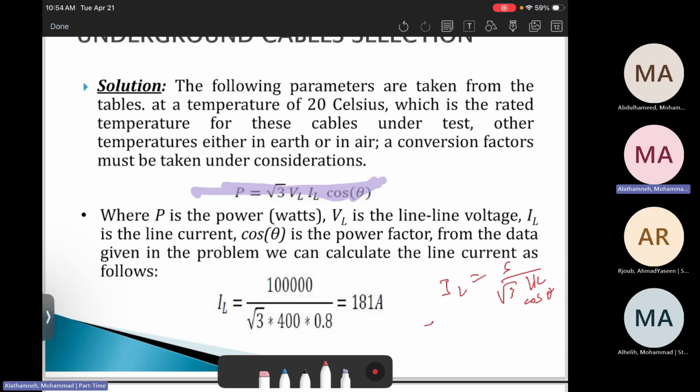Or if you need to substitute it as line to neutral, it will be S divided by 3 times V line to neutral times cosine theta. I prefer the first one, which is easier.